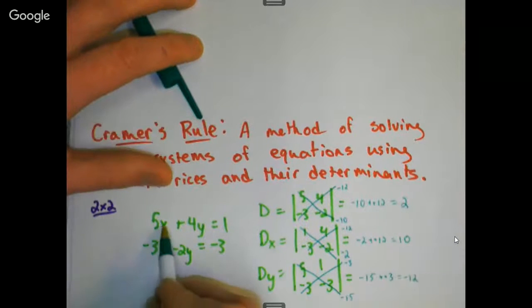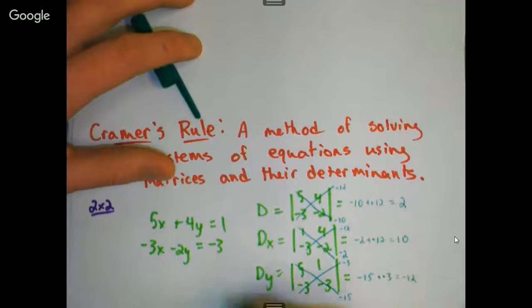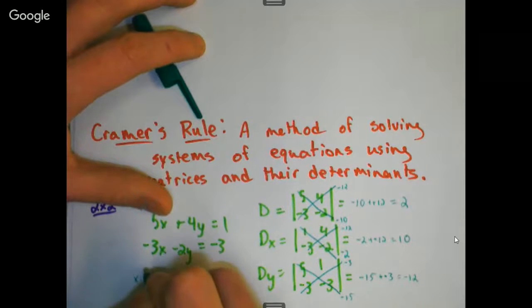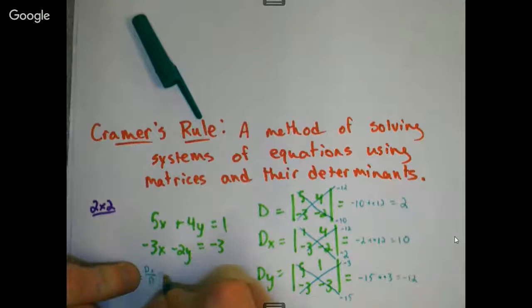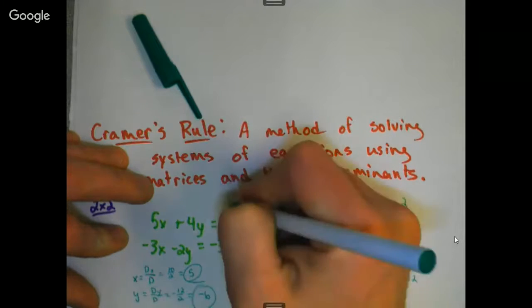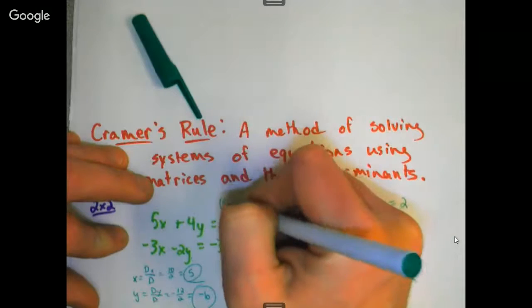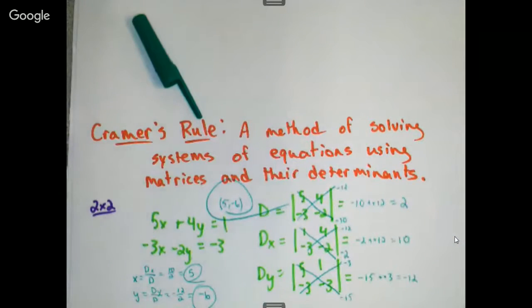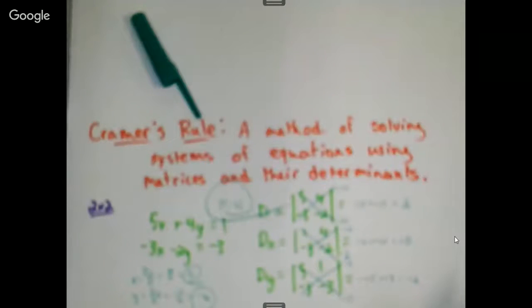Okay, now I still am looking for x and y. To find x, we'll take dx over d. Okay, so that's 10 over 2, which is 5. So x is 5. To find y, we'll take dy over d, which is negative 12 over 2, which is negative 6. So the solution to this is 5, negative 6. And we have that one finished up.